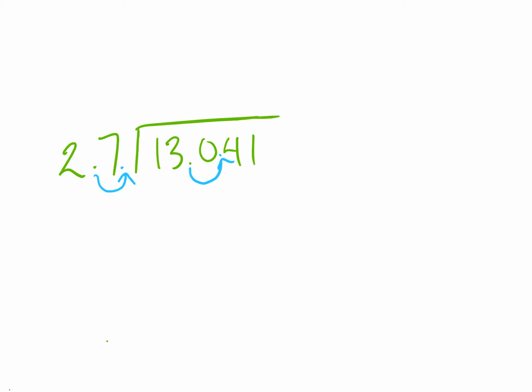Now what I make the students do next is immediately raise that decimal for our answer. From here, you can start dividing like normal. So what I usually have them do is rewrite the problem. Now it's 130.41 with the decimal raised.